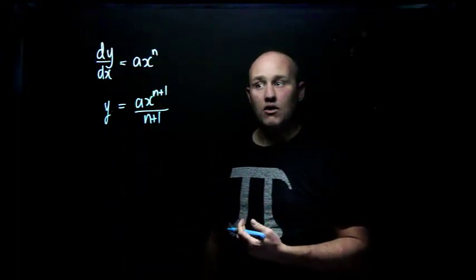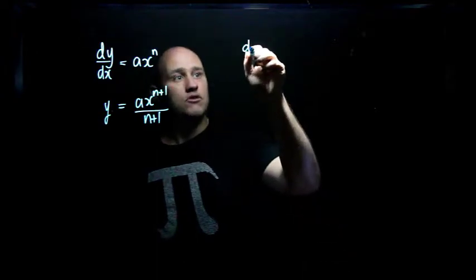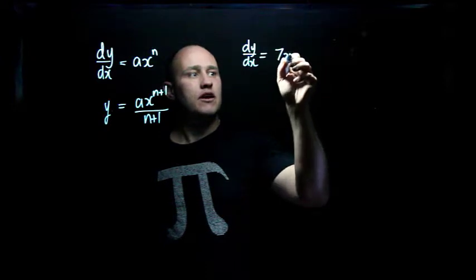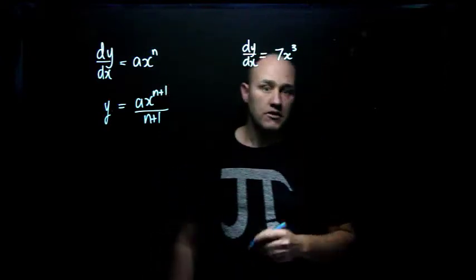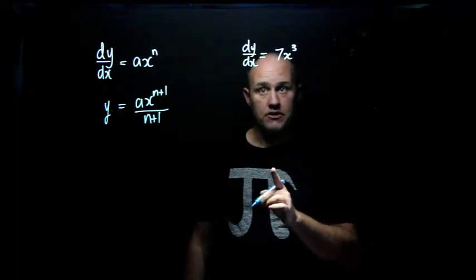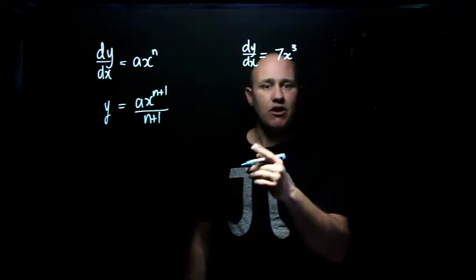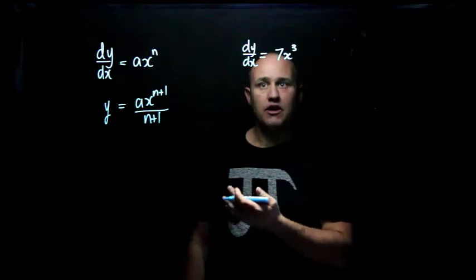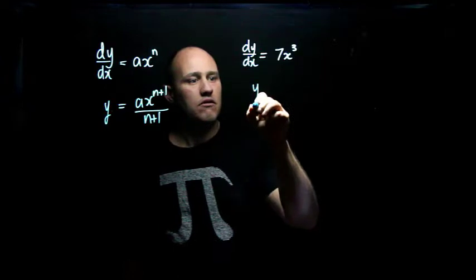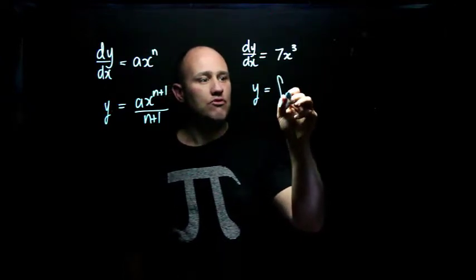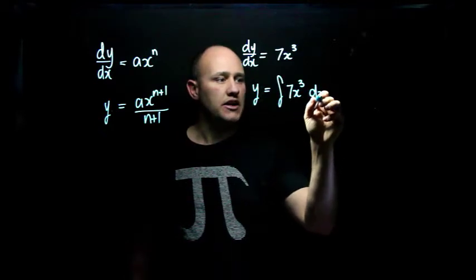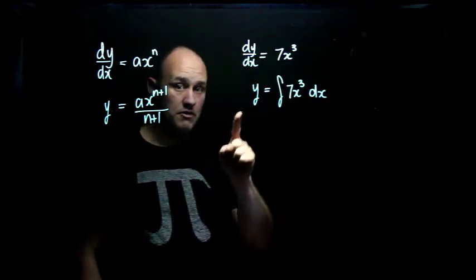There's a couple of things. First of all, I'll start with this example. dy dx equals 7x cubed. So we'll run through this example. Now, the first thing is the notation. So if I want to anti-derive, another name for that, as I mentioned earlier, is integration. And there's an integration sign. So y will be equal to the integral of 7x cubed with respect to x. That's how it's stated, but let me take you through it.